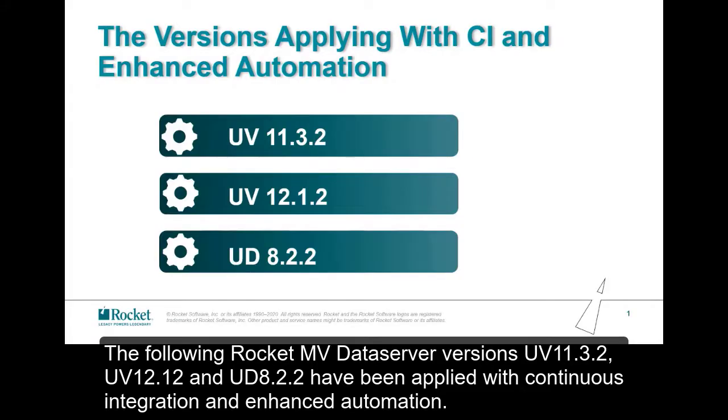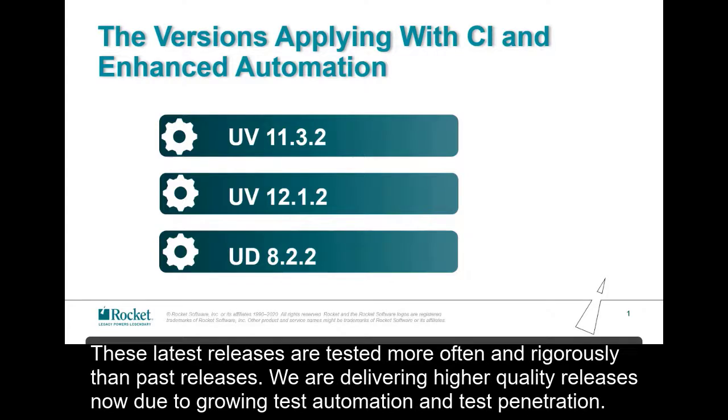The following Rocket MV DataServer versions, UV1132, UV1212, and UD822, have had continuous integration and enhanced automation applied. These latest releases are tested more often and more rigorously than past releases. We're delivering higher quality releases now due to growing test automation and test penetration.